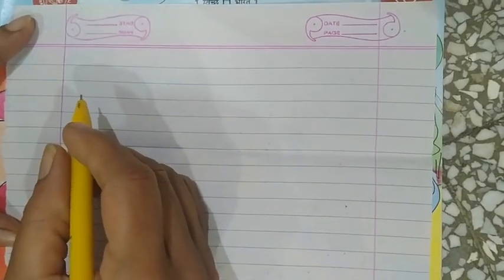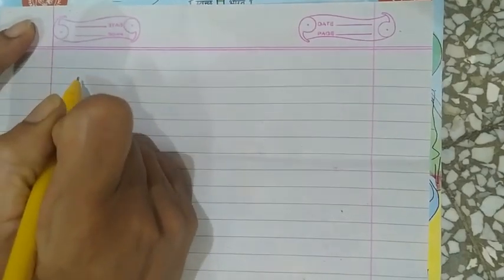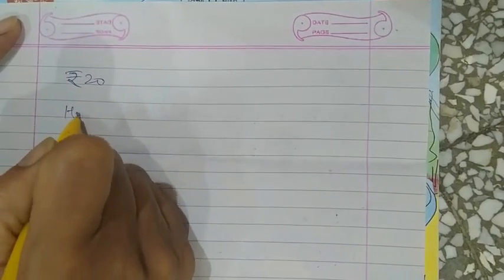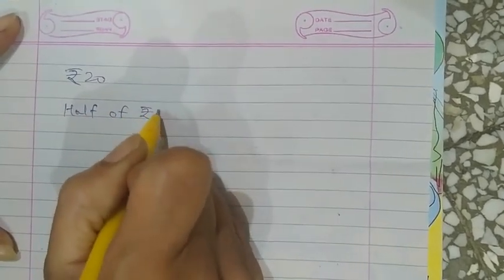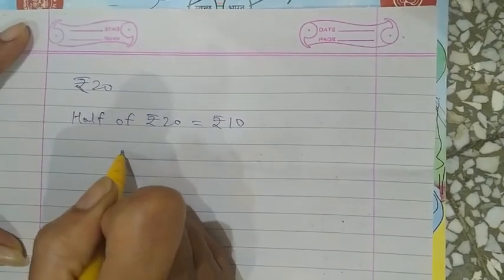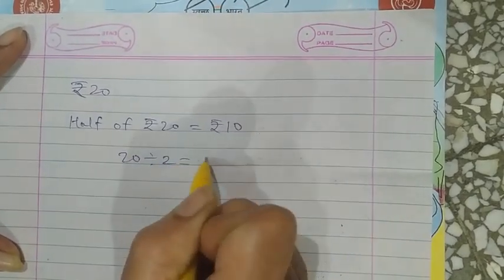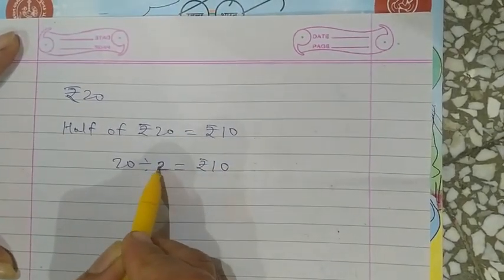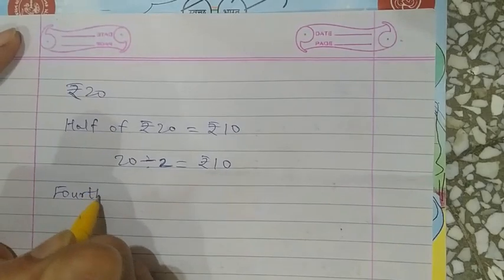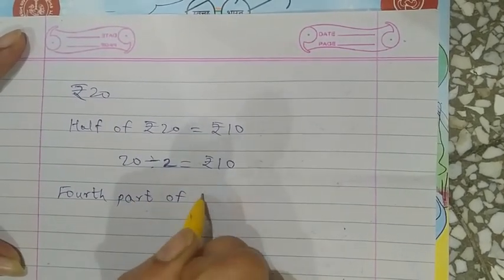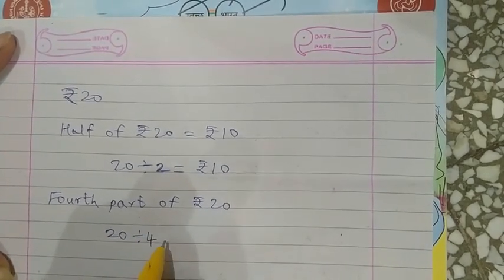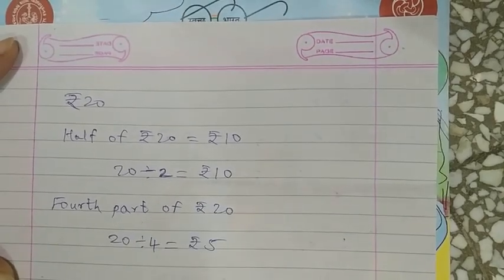Now we will learn a new concept. Suppose I have rupees 20. Now half of rupees 20 will be rupees 10. I can even write like this. 20 divided by 2 equals to rupees 10. Half means divide by 2. Now fourth part of rupees 20. Fourth part means 20 divided by 4 is rupees 5.